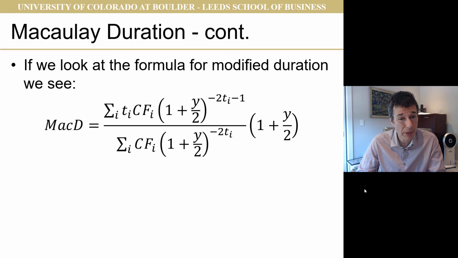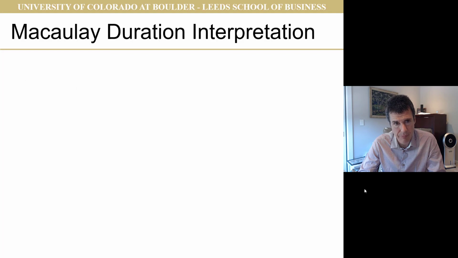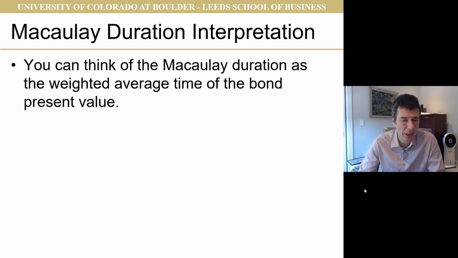If we look at the formula for Macaulay duration, we see Macaulay duration is modified duration, that big mess, times 1 plus y over 2. We take that 1 plus y over 2 term into the numerator, gets rid of that minus 1, and we get the sum over i, t_i, cash flow i, times 1 plus y over 2 to the negative 2t_i, which is kind of the time when the cash flow is paid times the present value of the cash flow, divided by the present value of the cash flows. You can think of the Macaulay duration as the weighted average time of the bond present value.